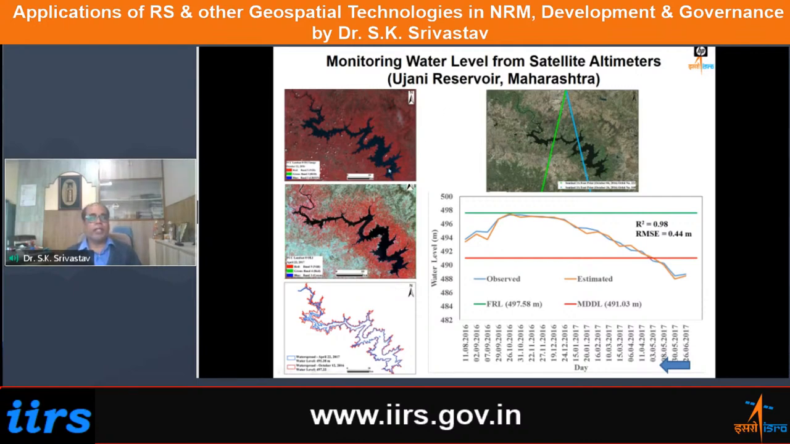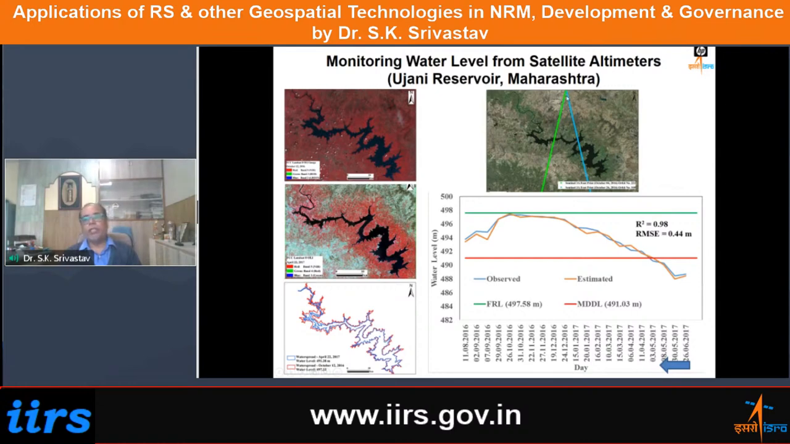On the left side, you have the satellite images, right? In the black color in the center, you'll see a reservoir which is Ujjani reservoir in Maharashtra again. The images are of different dates, and that is how you see the changes in the spatial extent of the water body. But on the right side top image, you see on top of the natural color composite, you see some two solid lines.